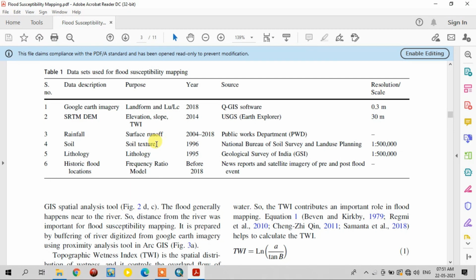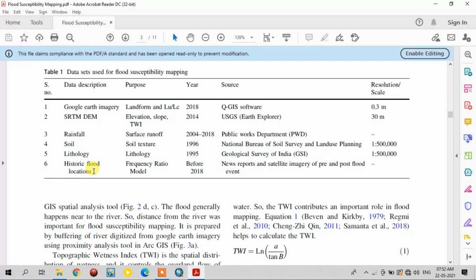Soil map is used for soil texture. It is collected from the National Bureau of Soil Survey and Land Use Planning. This is 1:5 lakh scale. And for lithology mapping, the data is collected from the Geological Survey of India. This one is also 1:5 lakh scale.